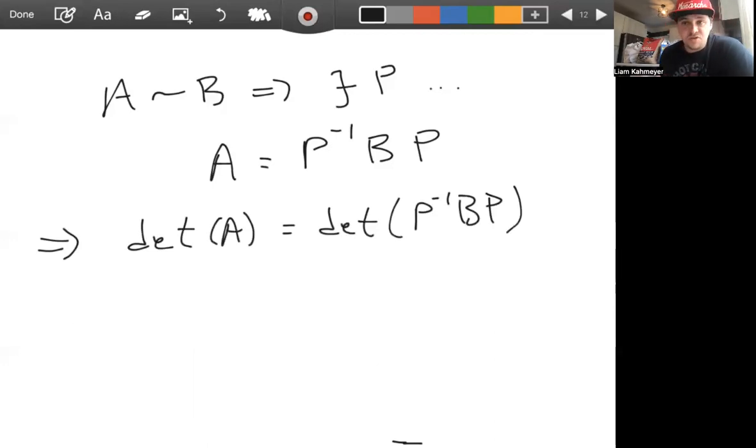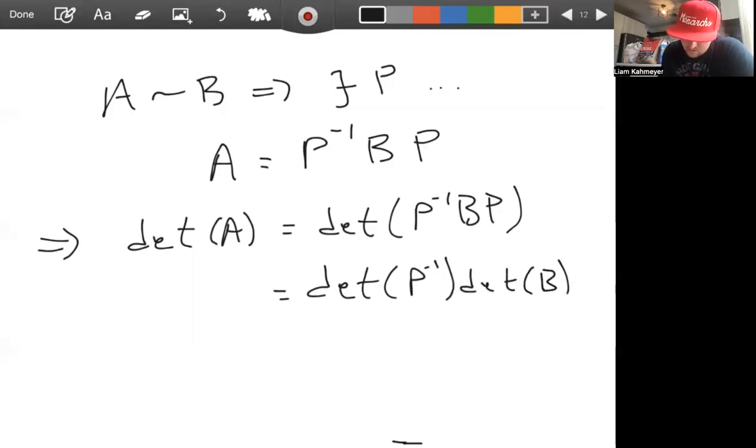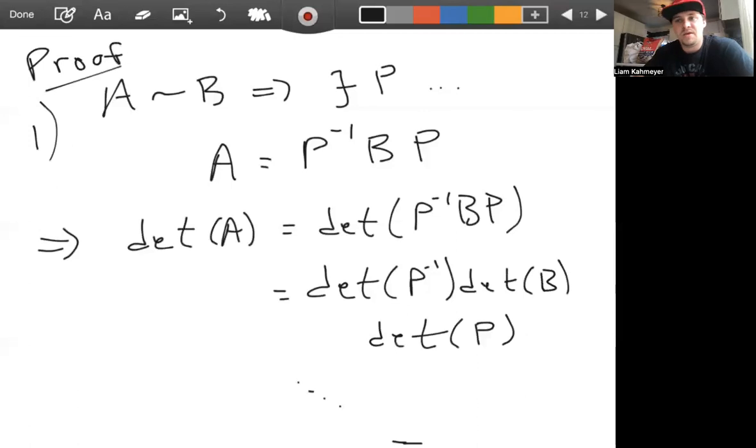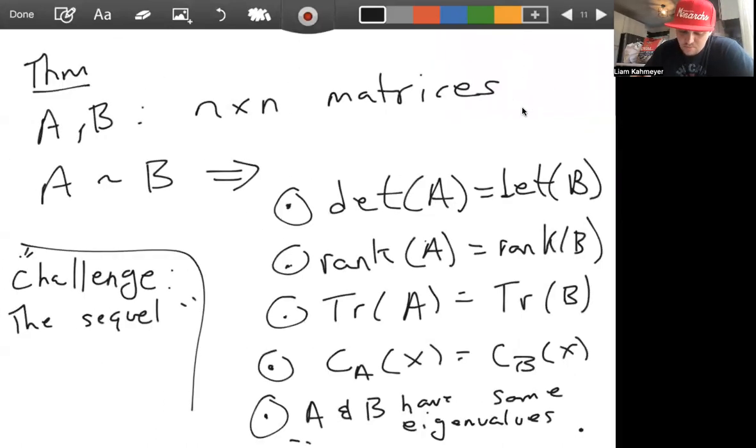And we also know that the determinant of the product is the product of the determinants. So on the right-hand side, this would be the determinant of P inverse times the determinant of B times the determinant of P. And now what could you do from there? So there's my hint for the proof of the first one. You can start there. I would say if you can prove this or get yourself on the right path, that would really increase your understanding of what it means for a matrix to be similar.